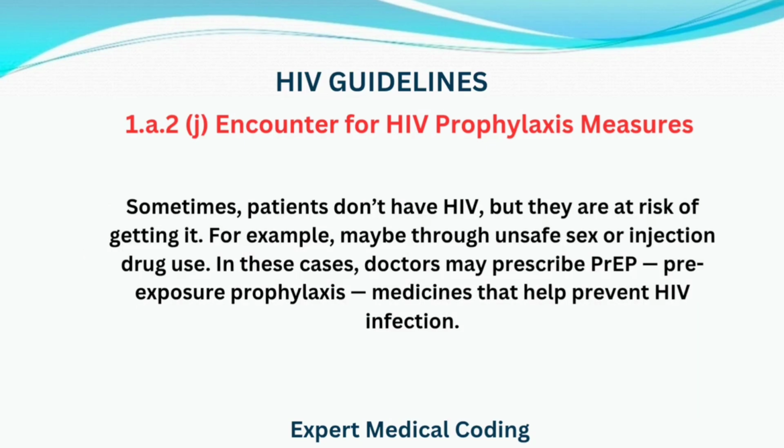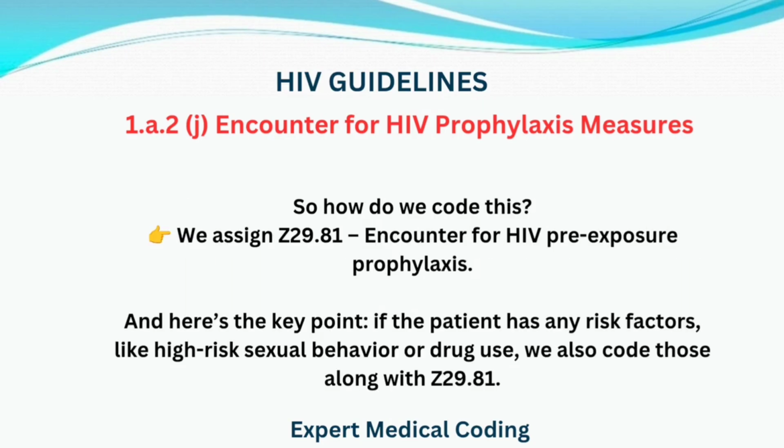Sometimes patients don't have HIV, but they are at risk of getting it. For example, maybe through unsafe sex or injection drug use. In these cases, doctors may prescribe PrEP, that is pre-exposure prophylaxis, medicines that help prevent HIV infection. So how do you code this? We have to assign code Z29.81 encounter for HIV pre-exposure prophylaxis.